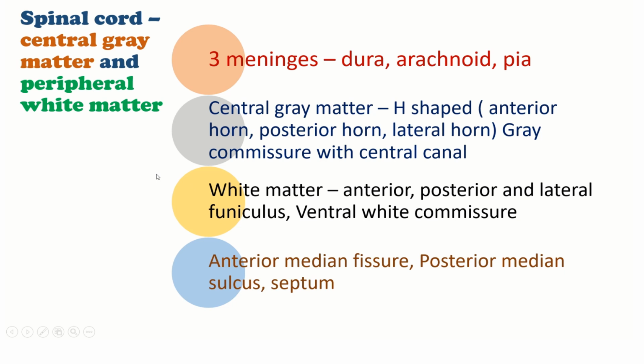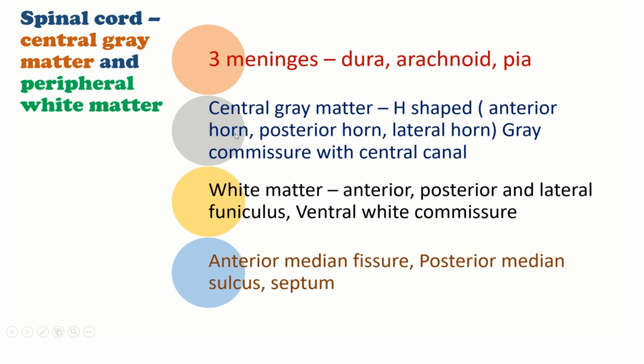If we come to the basic structure of the spinal cord, there is a central gray matter and peripheral white matter. If we go from outside inwards, you can see three meninges: dura, arachnoid, and pia. A few important pial modifications are there, like filum terminale, linea splendens, then ligamentum denticulatum, which is the most important. Then you can see there is central gray matter, present in the form of an H shape.